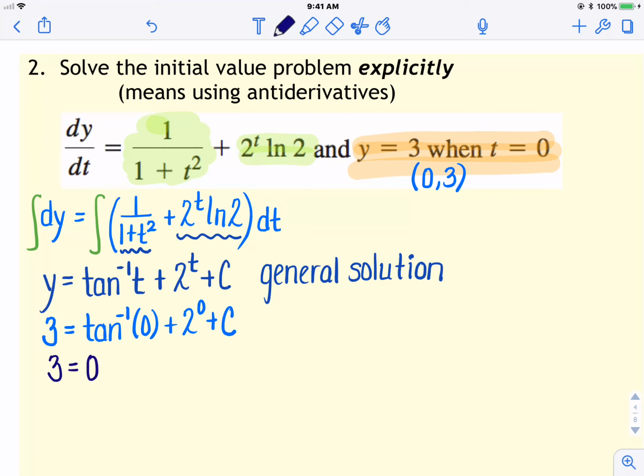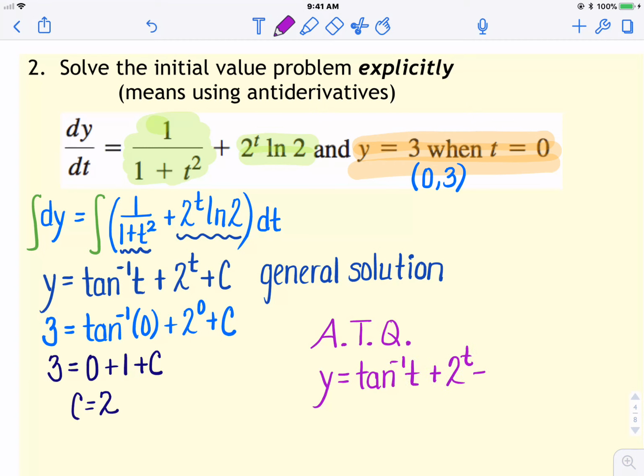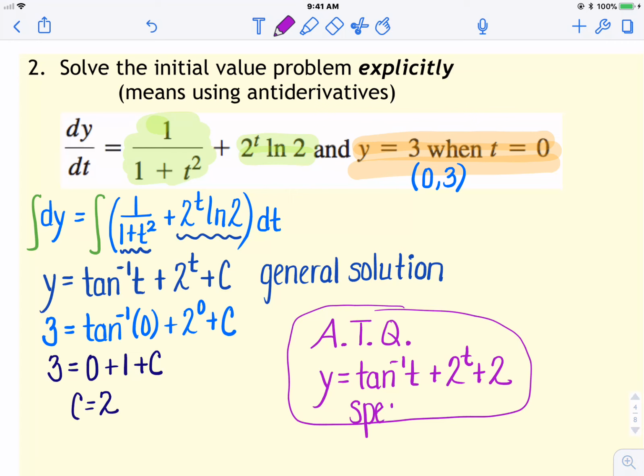Inverse tangent of 0 is 0. 2 to the 0 is 1. So the constant we would need to be a specific solution here is 2. And then you have to go back and actually answer the question. You can't just leave this work here and say, well, my constant's 2. So in answering the question, solve the initial value problem: my specific solution needs to be inverse tangent of t plus 2 to the t plus 2 in order to have the derivative that they seek and include the ordered pair 0, 3. So that's my specific solution that they seek.